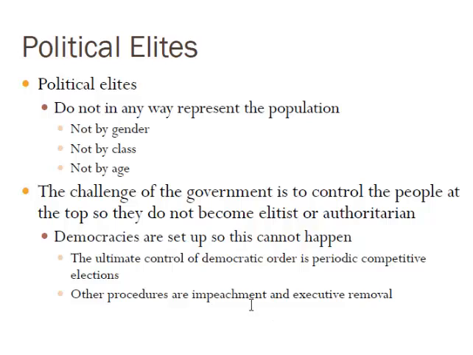And of course, the challenge of a society is to make sure that these people, the elites, don't become elitist or authoritarian, which means they don't try to control people in a non-democratic way. If a few people got to the top and then ran the entire government in a non-democratic way, then you'd have what is called an oligarchy. Oligarchy means the rule of a few people.